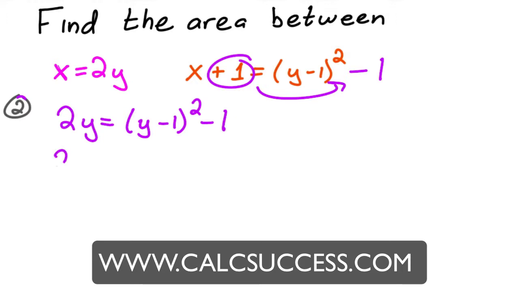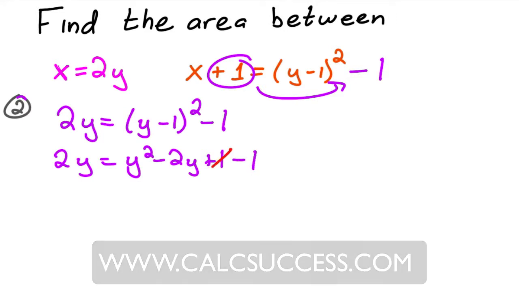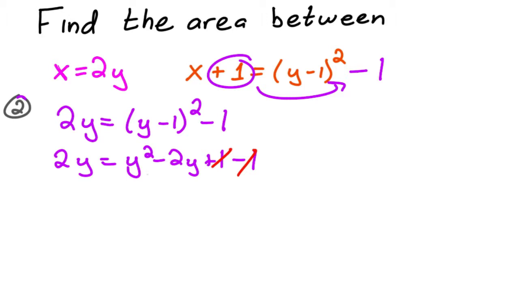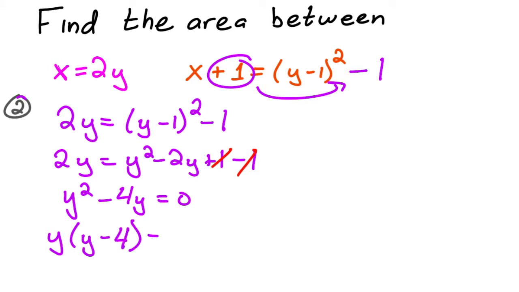Now we solve this one, so we'll expand y minus 1 squared. So this would be y squared minus 2y plus 1 minus 1. And that gets rid of those 1's. Then if we bring all the y's to one side, we get y squared minus 4y equals 0. We can factor out a y, and so we get two solutions: y is equal to 0 and 4. So that means that these two intersect.